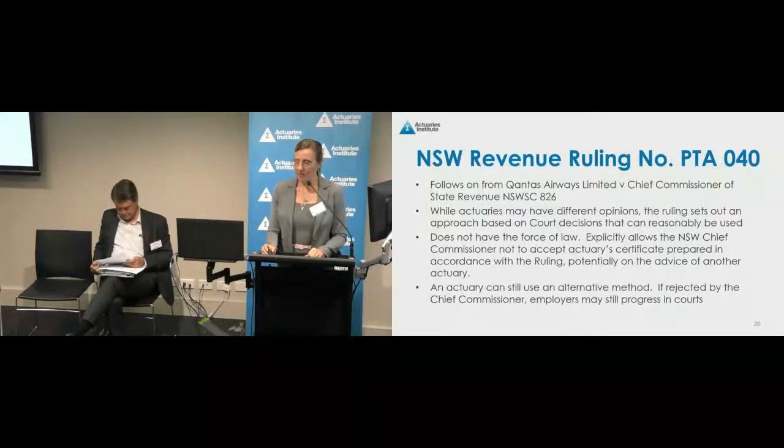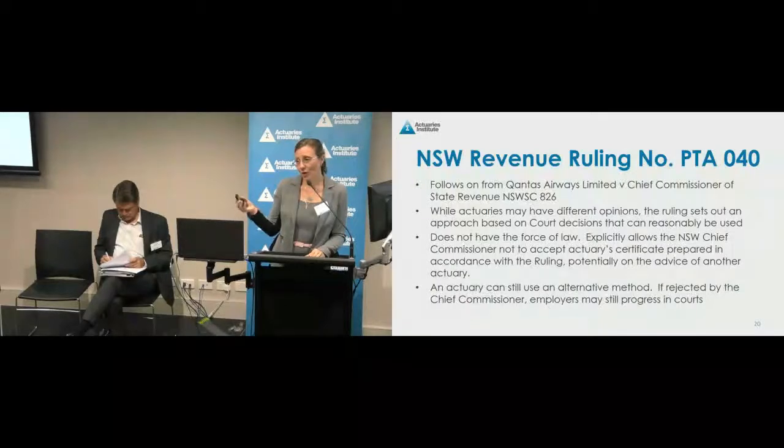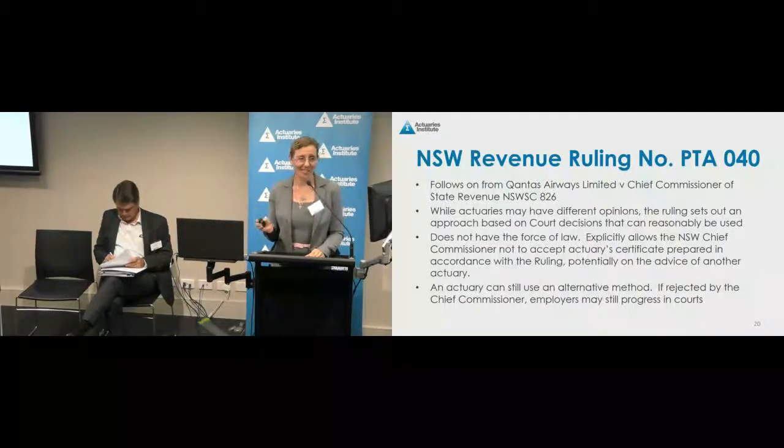And an actuary could use an alternative method. So it could be rejected by the Commissioner, and then still the employer could continue to take it to the courts. So the hope of the ruling, I suppose, is that the Commissioner might limit the number of these that might eventually end up in court, but it may still result in them going to court.